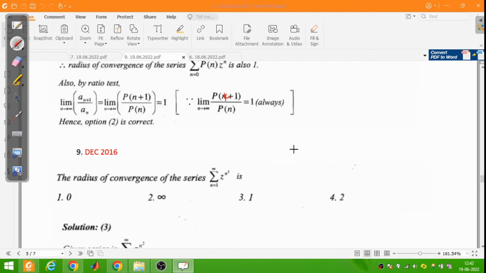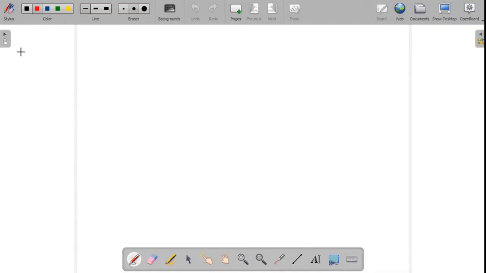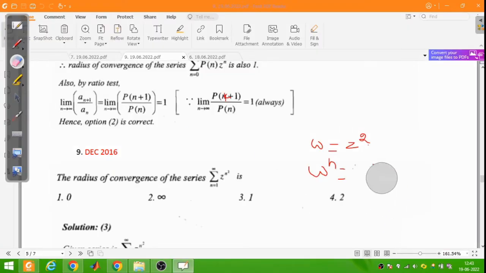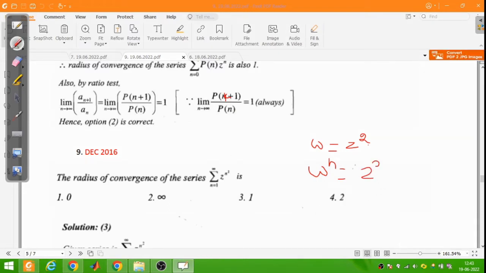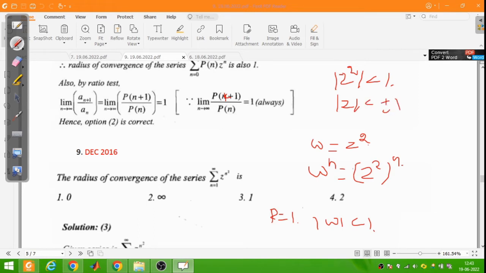Answer my question. You take w or t equal to z squared, by substitution. Then w power n equals z squared the whole power n. Then you have to find the radius of convergence. Here r equals 1. So the radius of convergence is 1. So mod w less than 1, so mod z squared less than 1. So mod z is less than plus or minus 1.